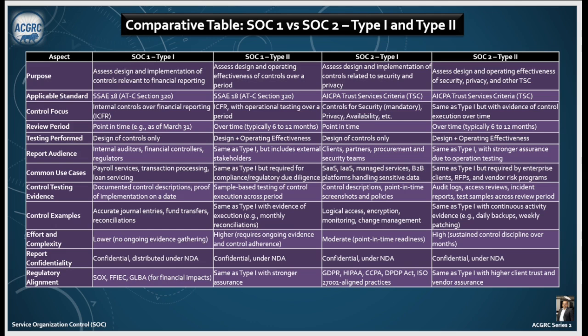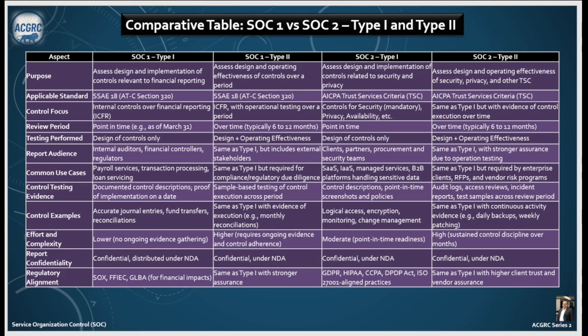SOC 1 type 1, your audience is internal auditor. For rest, you have external stakeholders, partners, and so on. SOC 1 type 1 is for internal auditors. Everything requires documentation. Testing requires documentation, logs, everything has to be on paper, evidence on paper.